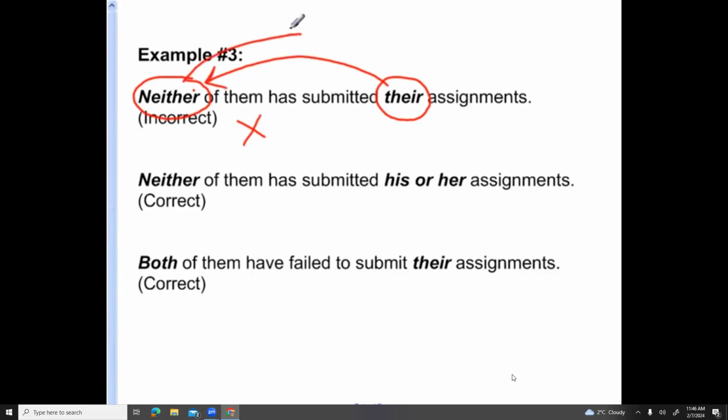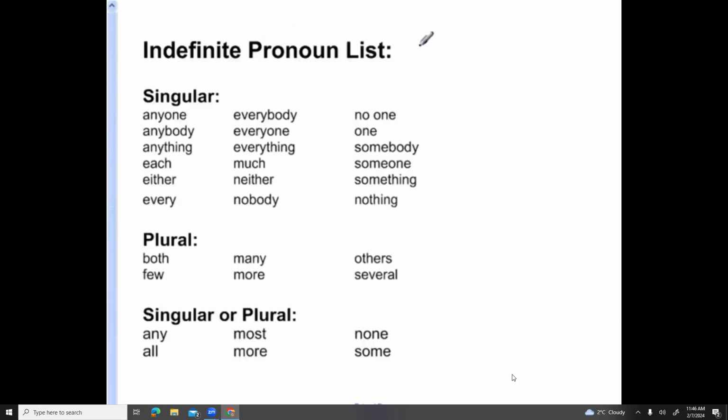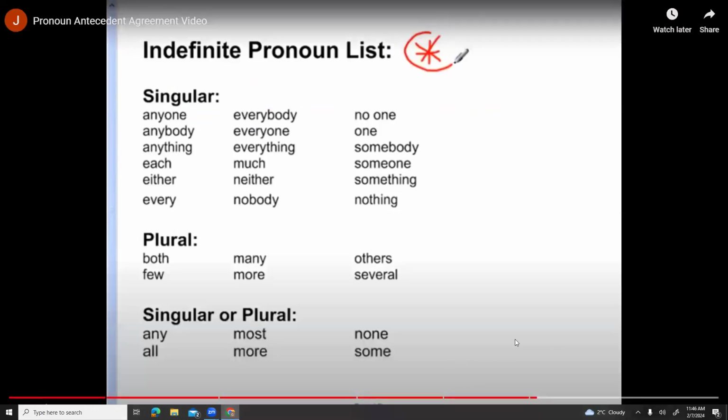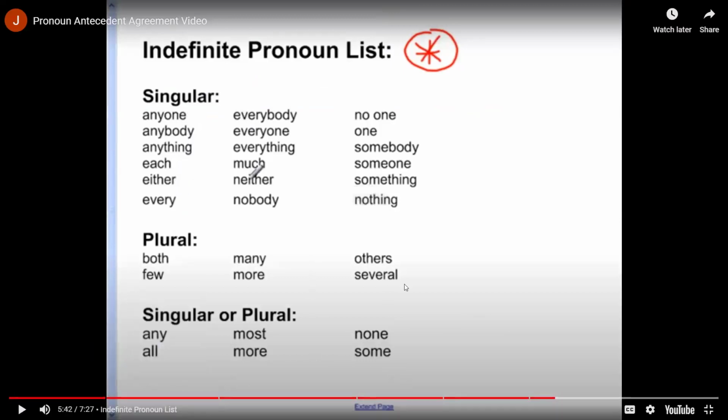So how do we know that neither, an indefinite pronoun, is singular? Because it's not obvious. We're not sure if it's singular, we're not sure if it's plural. Could it be both? Well, we have a list. Here's an indefinite pronoun list. And when you come across an indefinite pronoun, you have to go to this list to see if it's singular. Words like anyone, anybody, anything, each, either, every, neither. So obviously you're probably not going to refer to a list every single time you write a sentence, but after a while you do get kind of used to which one is singular and which one's not.